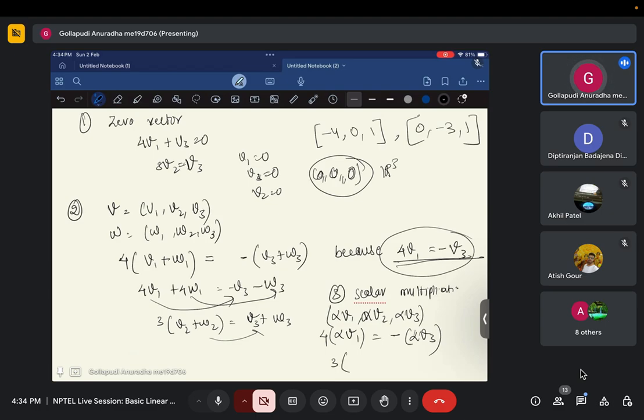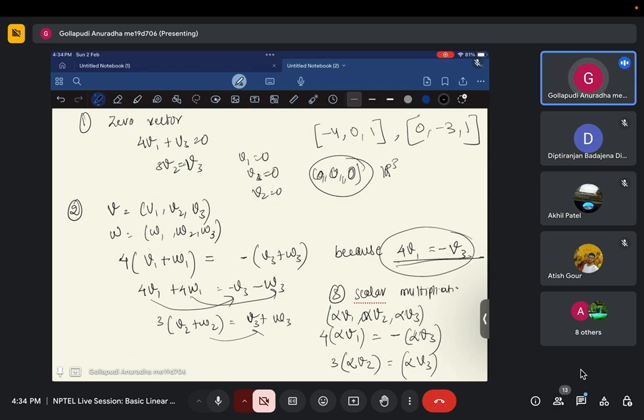So when 3 into alpha, v2 will be equal to alpha v3, because alpha gets cancelled here, and we'll get to the same constraint there. So do you understand that? So all the three constraints are satisfied here.